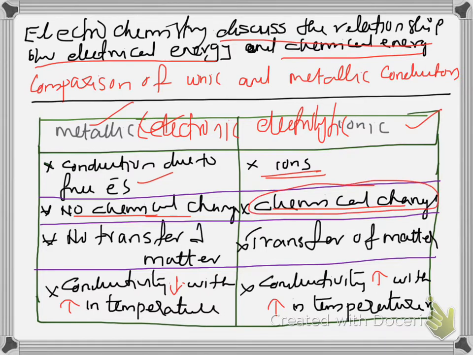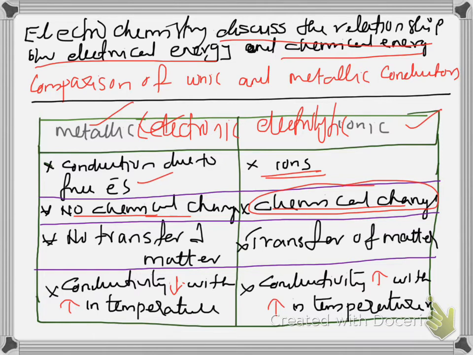But in a conductor, for example, if you take copper wire, even if we are passing current for hours and hours or years and years, there will be no chemical change. Copper will never change to Cu2+, or to copper sulfate or copper oxide or any other forms. There is no chance of chemical change.